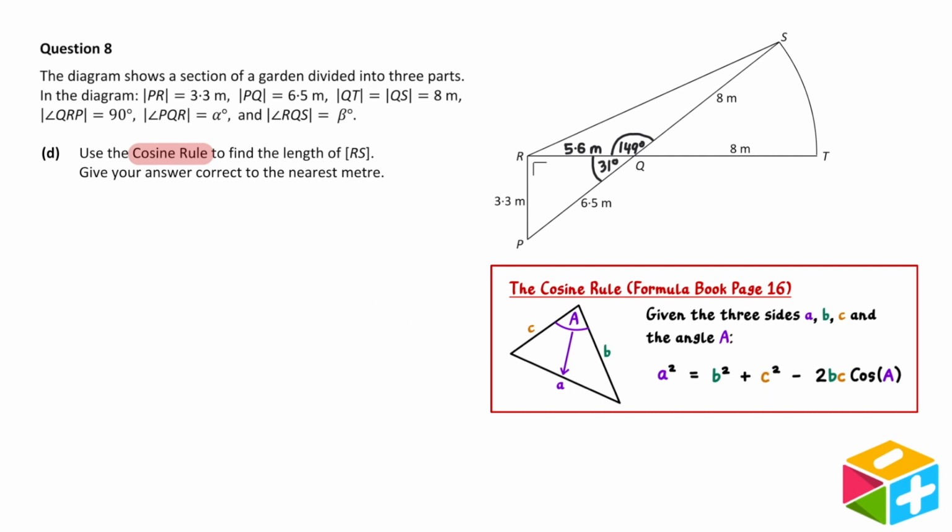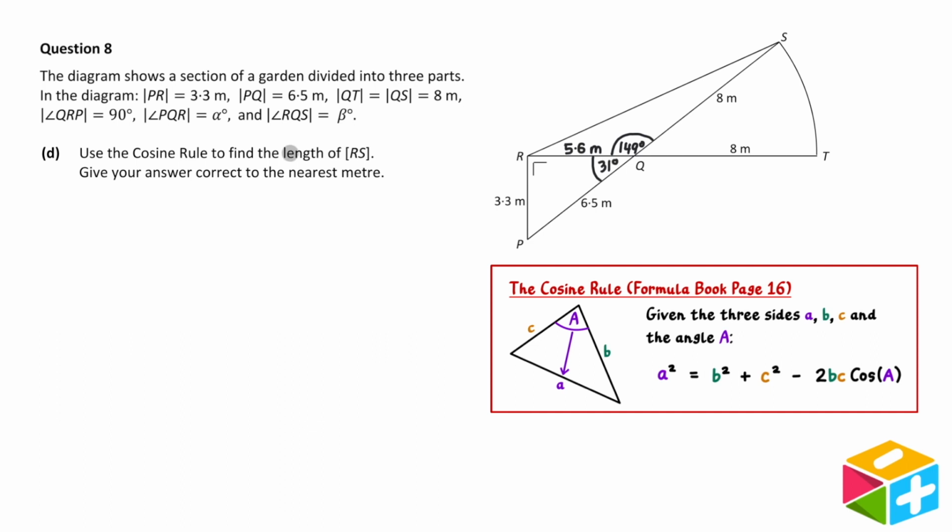It's worth emphasising here that the side which is labelled with lowercase a must be opposite the angle which has been labelled with uppercase A. Due to symmetry, the other two sides can be labelled b and c in any way we want.